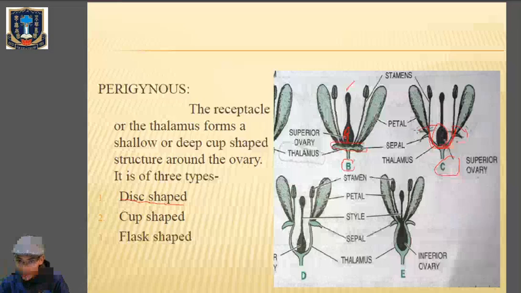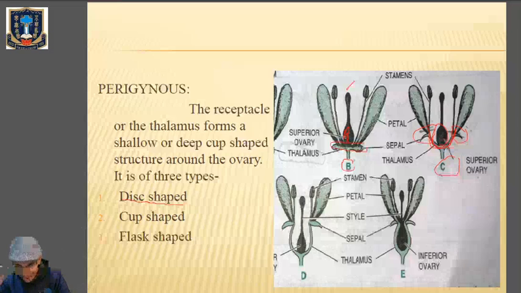Okay, so the other floral parts like the sepals, petals, and stamens are present at the rim of the thalamus, but the gynoecium will develop from the bottom of the thalamus. So this type of flower is called a cup-shaped perigynous flower. Here also the position of the ovary is superior, and you will find this type of structure in the peach and in the prunus flower. Then let's go to the next one, that is the flask-shaped perigynous flower.